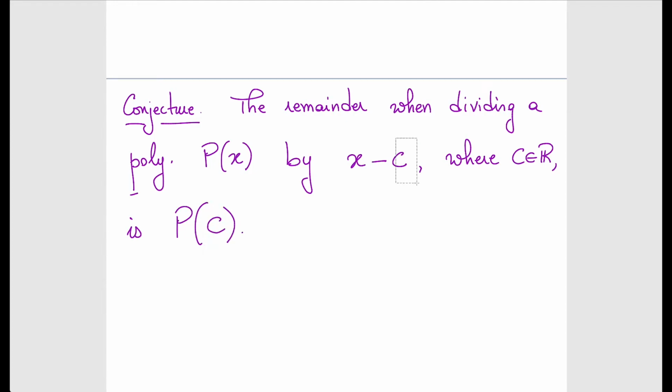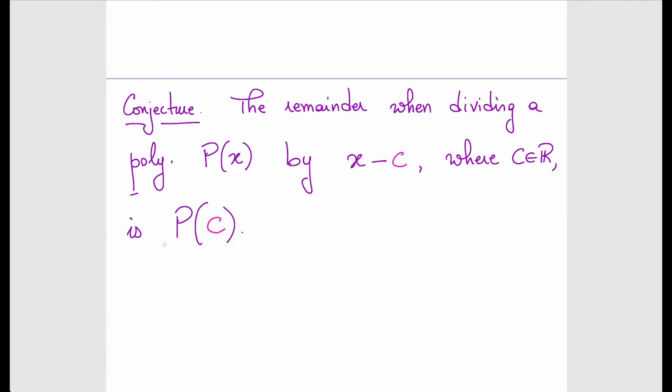So let me be very clear. Whatever this guy is, let's call it the pink c, is going to be that guy here, p of c. This is the observation we made. We divided p of x by x minus a number. The remainder happened to be p of c. Why this? I mean, this is useful.